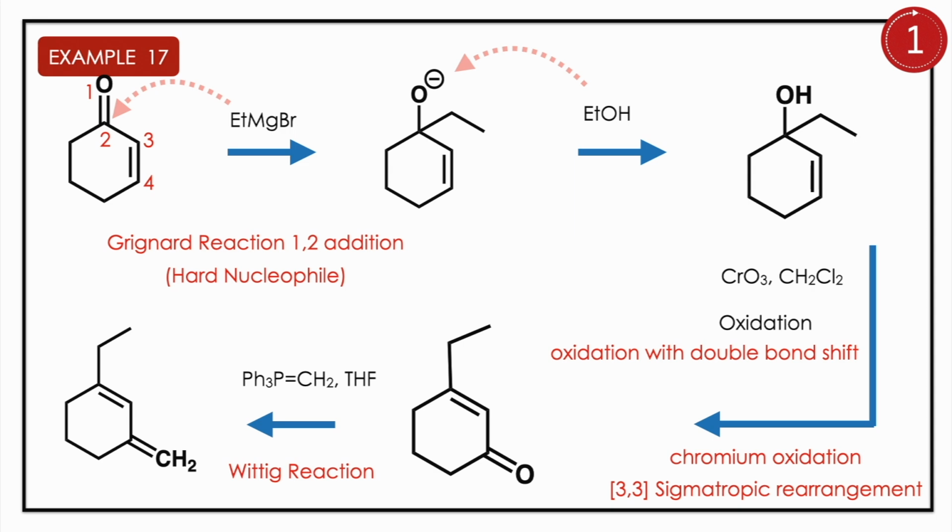Here you are using chromium oxide, which undergoes a sigmatropic rearrangement reaction. The position of OH changes, and you end up with a different conjugated ketone. Then you apply the Wittig reaction because phosphine ylide is the reagent. You end up with an alkene. The starting material and products are completely reversed. You end up with a completely different product.